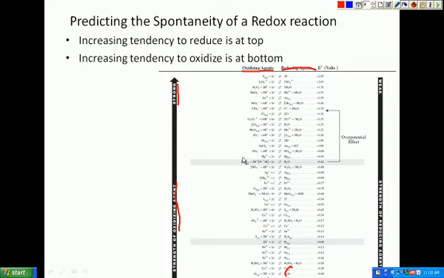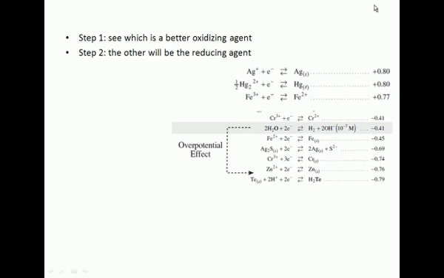Anyways, let's move on to the next slide. Okay, so how to tell if something is going to be an oxidizing agent or which one's going to be the reducing agent.